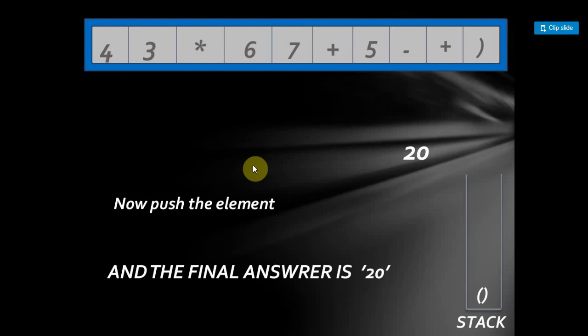Actually it's a very simple thing. Simply by using the concept of a stack you have to do it. The very important thing to remember: if the input is an operand, push it. If the input is an operator, you have to pop the top 2 elements, perform the operation and push back the result. So this is how you have to do it.